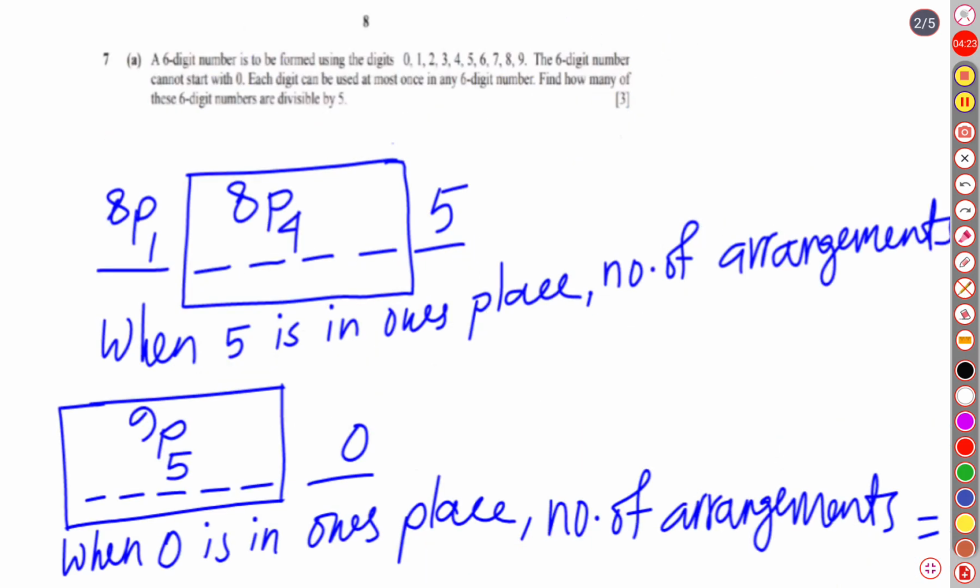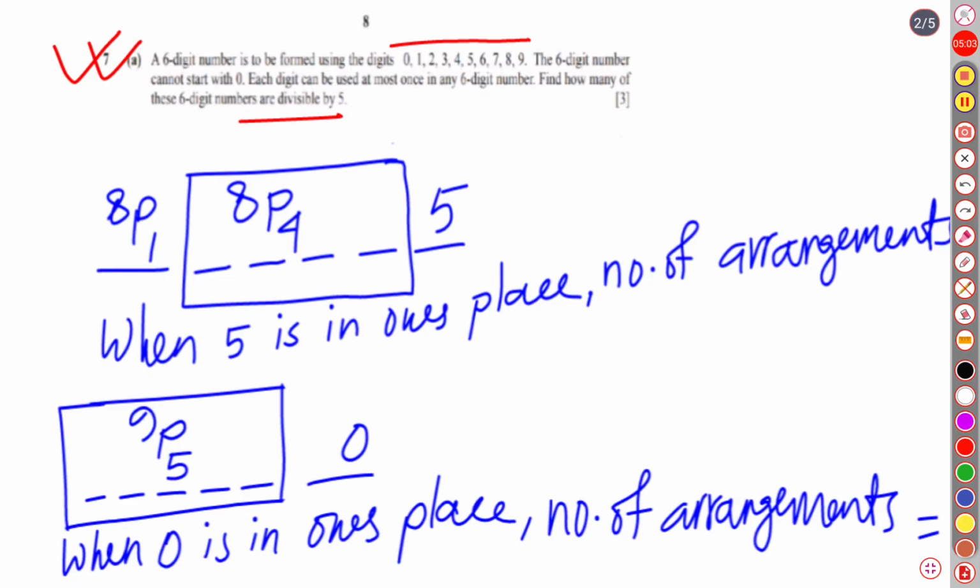The first question is question number 7a. It says a 6-digit number is to be formed using the digits 0 to 9, so there are a total of 10 digits. The 6-digit numbers cannot start with 0. Each digit can be used at most once, meaning we cannot repeat any digit in any 6-digit number. Find how many 6-digit numbers can be divisible by 5. So there are two parts.